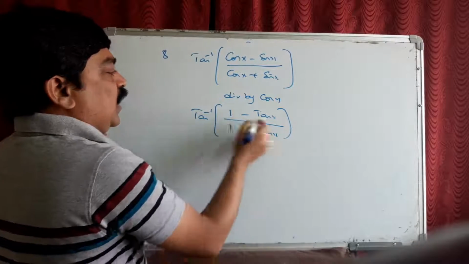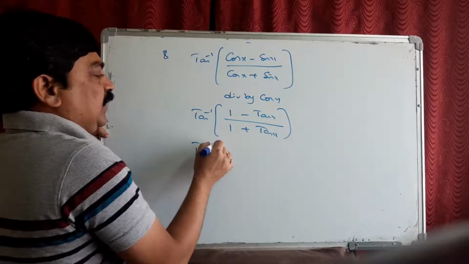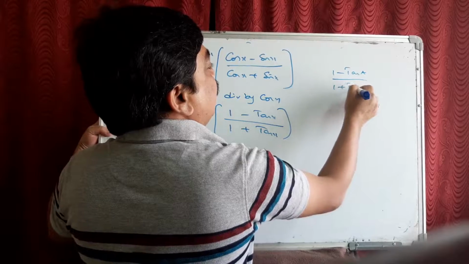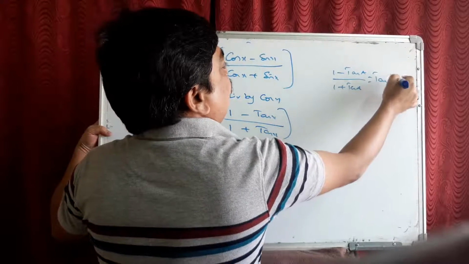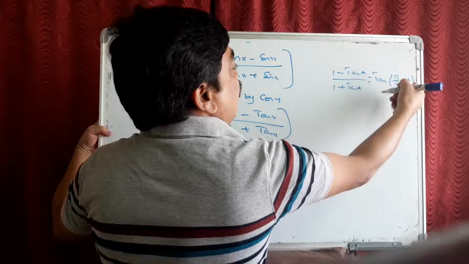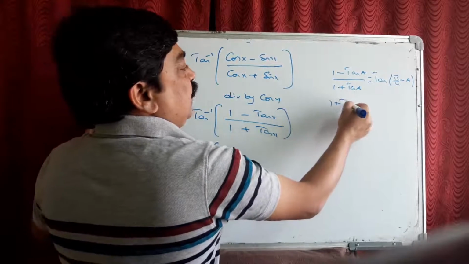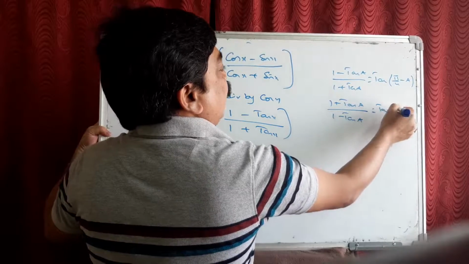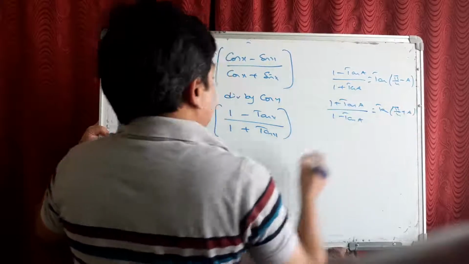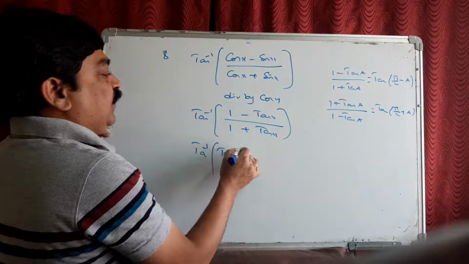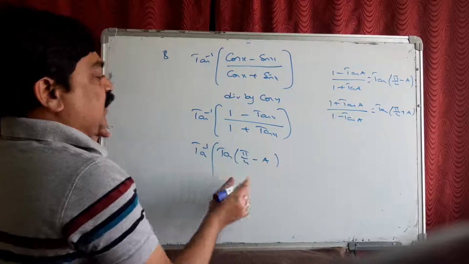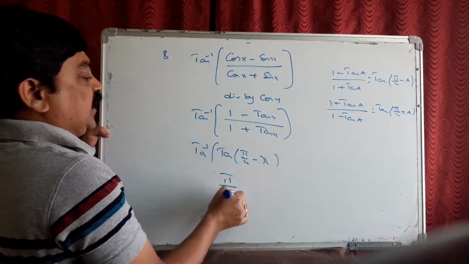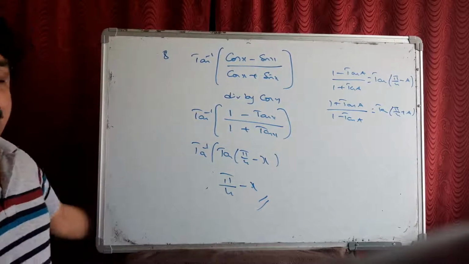tan. Now you can convert this like tan inverse of, we have a formula: 1 minus tan A by 1 plus tan A is tan of 45 minus A. You can apply the tan A minus B formula. If it is 1 plus tan A by 1 minus tan A, you can take it as tan of 45 plus A. Now it becomes tan of 45 minus x here. So the answer, tan inverse of tan gets cancelled. The answer is pi by 4 minus x.